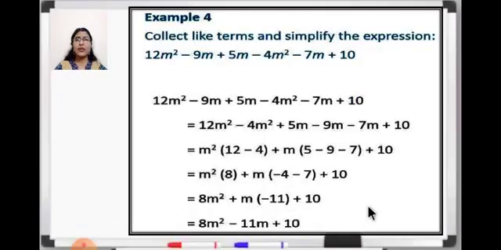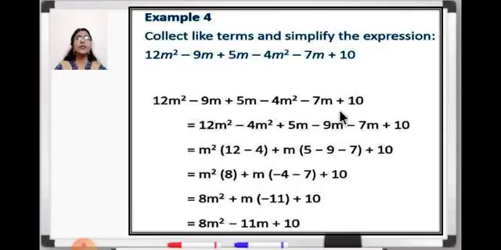Children, you will practice all these questions again so that you will understand how to solve it. Now see, this is one example, example number 4 of your textbook. So let us do that. Collect like terms and simplify the expression. So this is an expression given. What you have to do is bring the like terms together and then solve it.